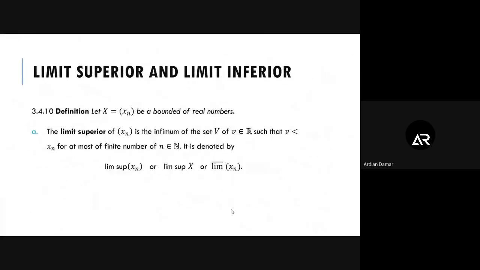Next is limit superior and limit inferior. Definition 3.4.10: let x equal to (xn) be a bounded sequence of real numbers, and we have: a, the limit superior of x with index n is the infimum of the set of v, v an element of the real numbers, such that v is less than x with index n for at most a finite number of n elements of the natural numbers. It is denoted by lim sup xn, or lim sup x, or lim with upper bar of xn.